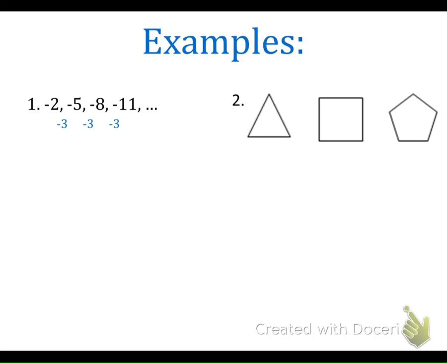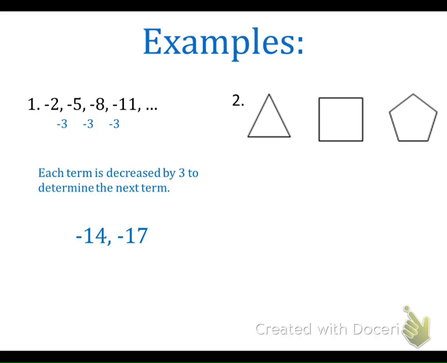So if I took -2 and subtracted 3, I would get -5. -5 minus 3 is -8, and so on. In order to put that into a sentence, I wrote it as each term is decreased by 3 to determine the next term. There are usually more than one way to write these patterns, right? As long as your pattern means the same as mine, it will be correct. So another way to say this would have been each term is subtracted by 3 to determine the next term. If I continue that pattern, my next 2 numbers would be -14 and -17.